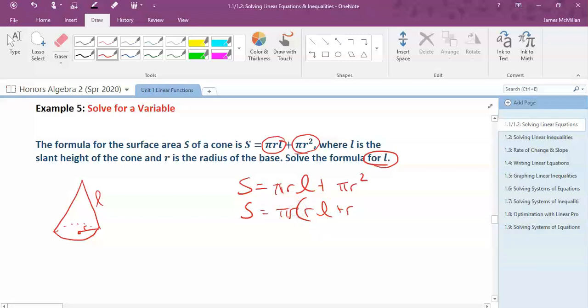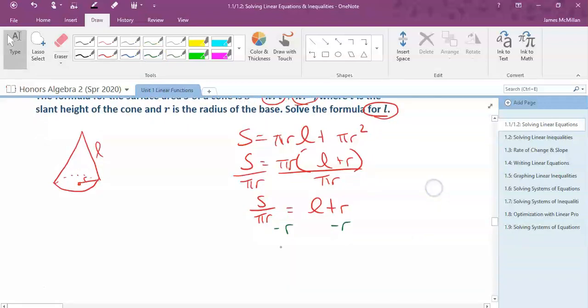So let's do that. So I'm going to delete that r there, and we'll leave an r over there by itself. And so I factored out a pi r. So the r canceled from here, one of them canceled here, both pi's are outside. And now I can divide both sides by that pi r. And so we get S over pi r is equal to L plus r. And to get the L by itself, we're going to subtract the r. And so when we do that, S over pi r minus r is equal to L.